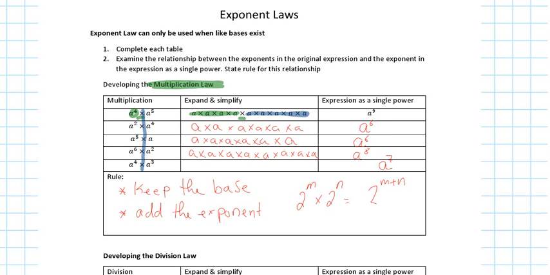So if you look right here, the product rule, I have it written right here, so you can always refer back to it. You write 2 to the power of m plus n. So if I have, let's say, 2 to the power of 7 times 2 to the power of 3, that gives me 2 to the power of 10. Are we good with that?